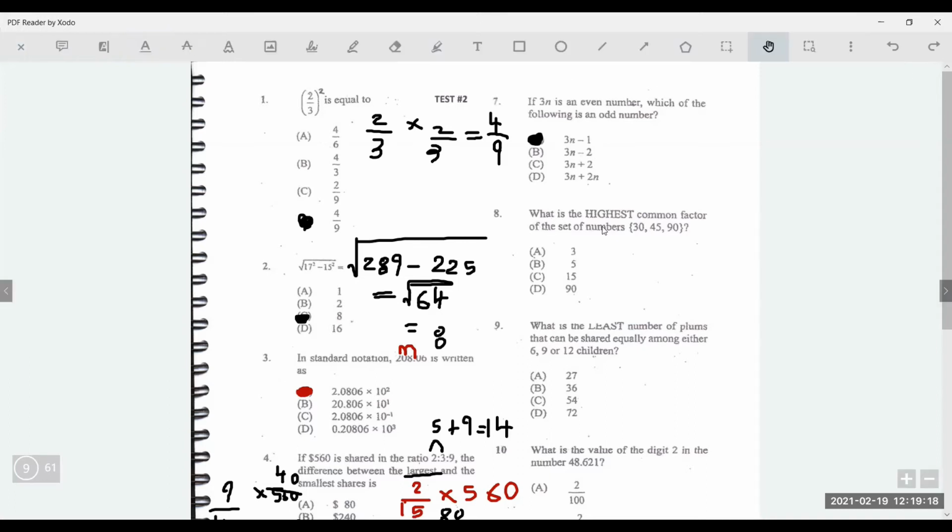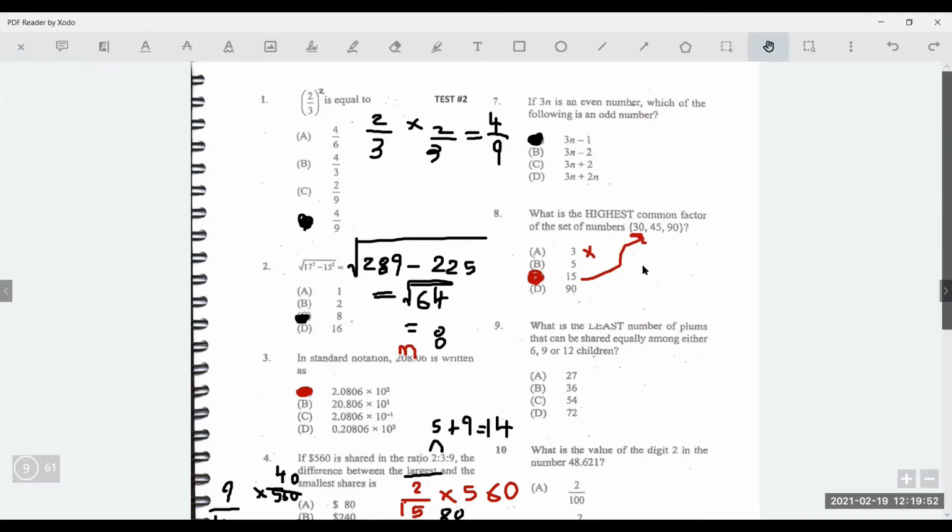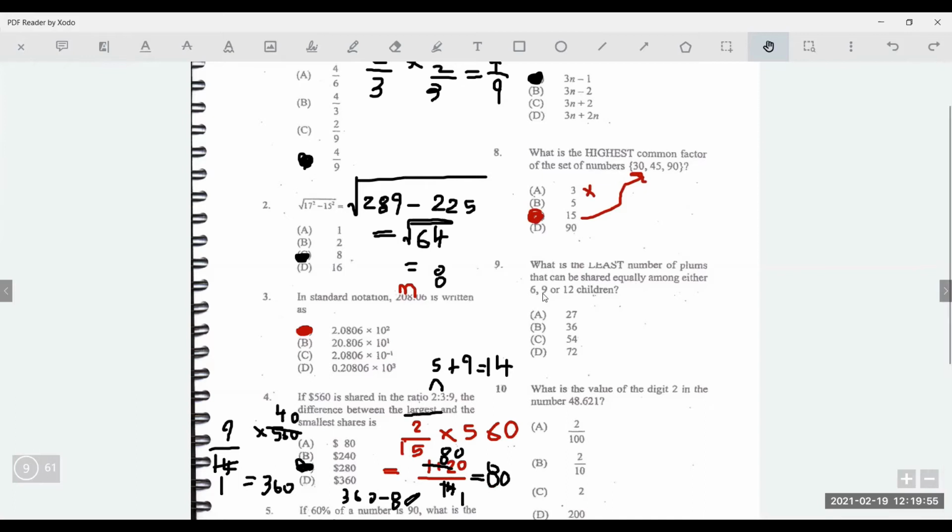Nice. Which of the following is the highest common factor of 30, 45, and 90? Let us find the highest common factor. Now, 3 is a factor of all of these, but that's not the highest. 5 can go into all of them. 15 can go into all of them, and so 15 has to be the highest common factor. We're looking for the biggest factor that can go into all 3 of these numbers. That's 15. Easy.